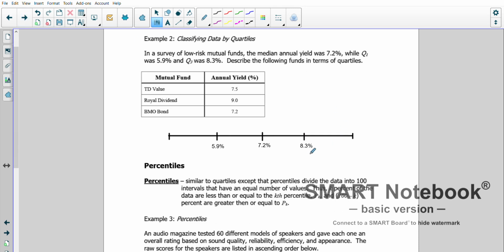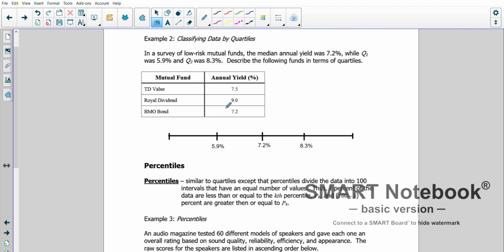Moving on. So just quickly here, example 2. I've already kind of filled this out, got a little grid going here to help us with this. They want you to describe these mutual funds in terms of quartiles. So if you notice, we've taken the entire data set here and we've broken it into the quartiles. Q1, Q2, Q3. So anything in here is in the first quartile because it's broken into quarters. So anything in here is in the first quartile, in the second quartile, in the third quartile, in the fourth quartile.